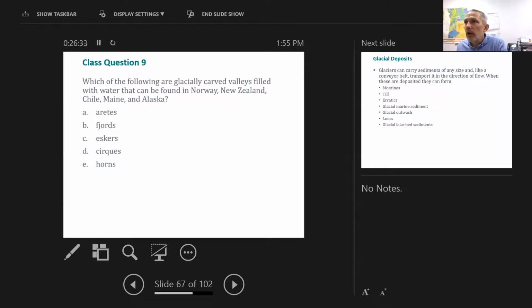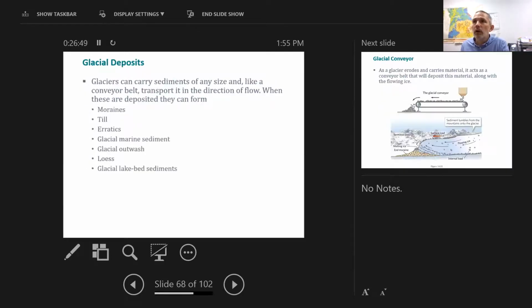Which of the following are glacially carved valleys filled with water that can be found in Norway, New Zealand, Chile, Maine, Alaska? That's one of those fjords. I would also add Norway and Sweden. So those are some of the glacial erosional features.